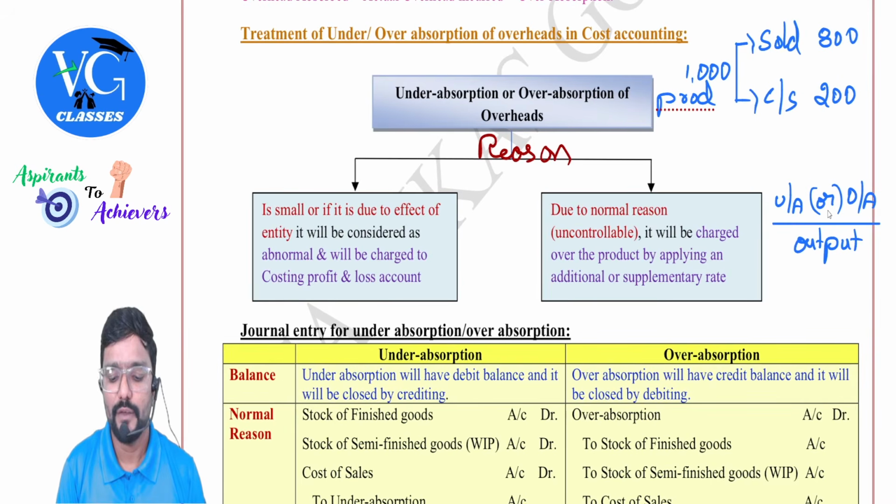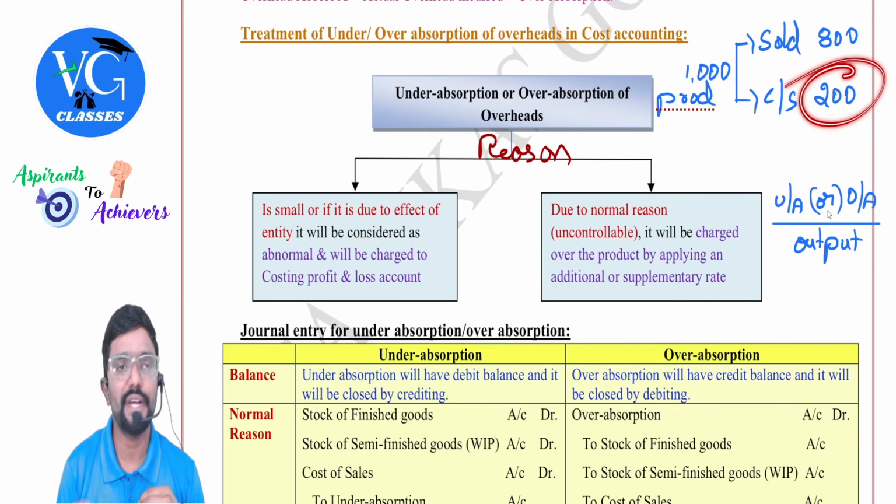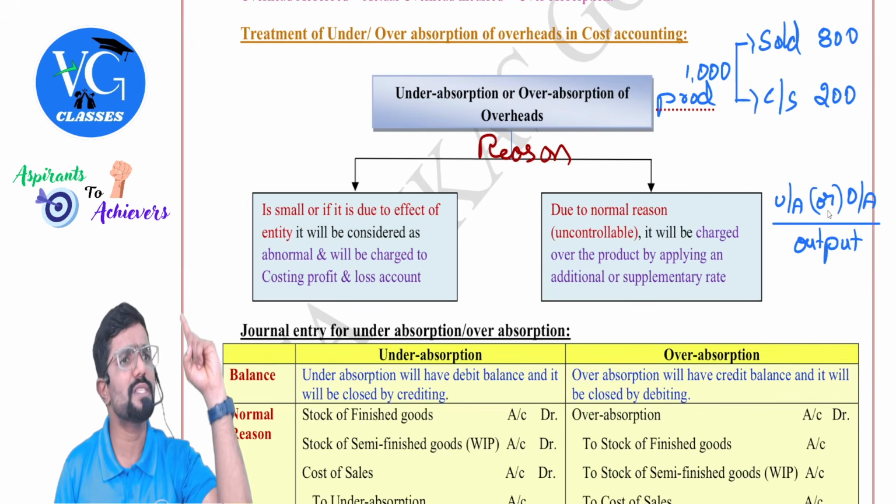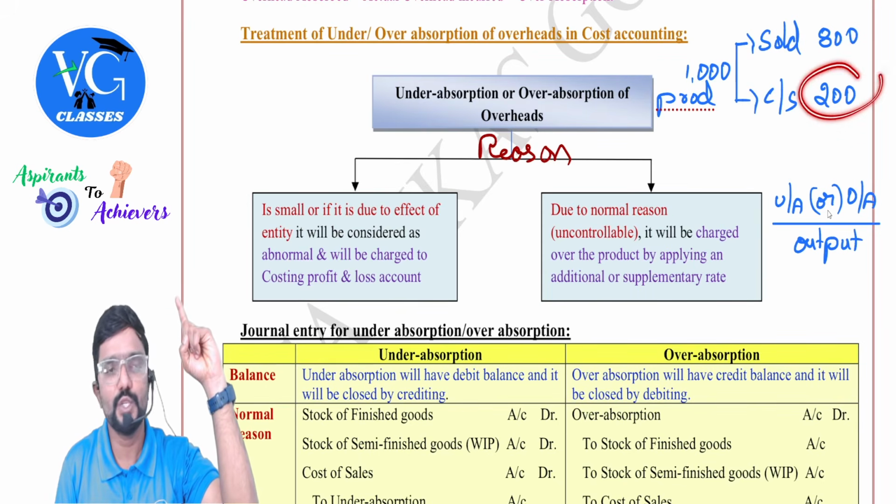Produced. Now assume, guys, we have produced 1000 units. In that, 800 units is sold, 200 units is closing stock. So for the 800 units, I would have already calculated cost of goods sold. And for the 200 units, I would have already calculated cost of closing stock.